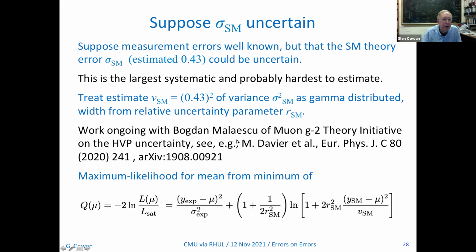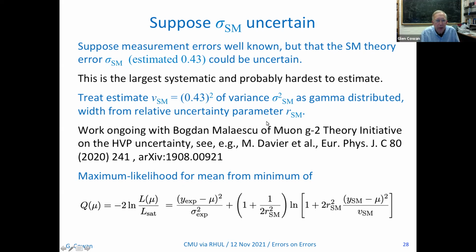So that's what I've done. I've assumed that the number that they wrote down, this 0.43, is to be treated as an estimate of a true and unknown sigma squared on the standard model prediction, and that estimate is gamma distributed and characterized by some little r parameter. But it's not really for me to say what the appropriate little r parameter is. And so what I'm going to do is show how that significance decays if you assume different values for the little r parameter.